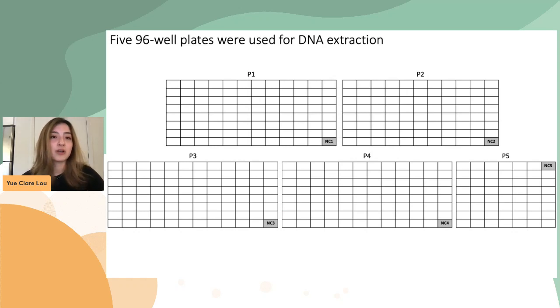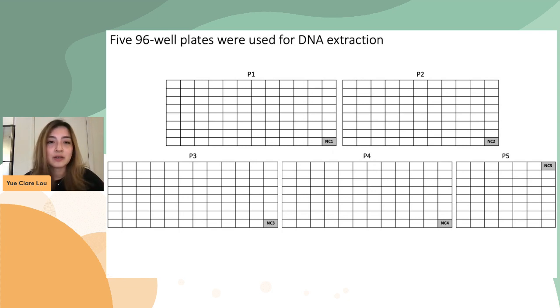For the infant gut project, since we had over 400 samples, we chose 96-well plates for DNA extraction, because it's much higher throughput than single tube extraction. For each extraction plate, we included one reagent-only negative control, and we named them based on the plate number. So here you're seeing NC1, referring to negative control 1 in plate 1. And to avoid cross-plate contamination, none of the plates were extracted at the same time.